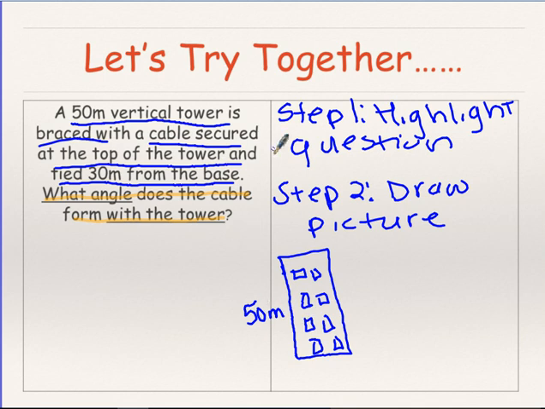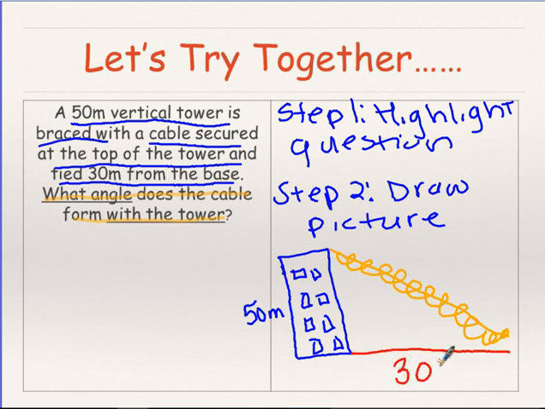And braced with a cable secured at the top of the tower. So I'm going to draw my cable in orange. This is my cable, okay? And tied 30 meters from the base. So that's my cable, and it is tied down here. That is 30 meters from the base of this tower. So this right here is going to be 30. And let me put a little stake in mine. There we go, my thing that's tied down to the ground.